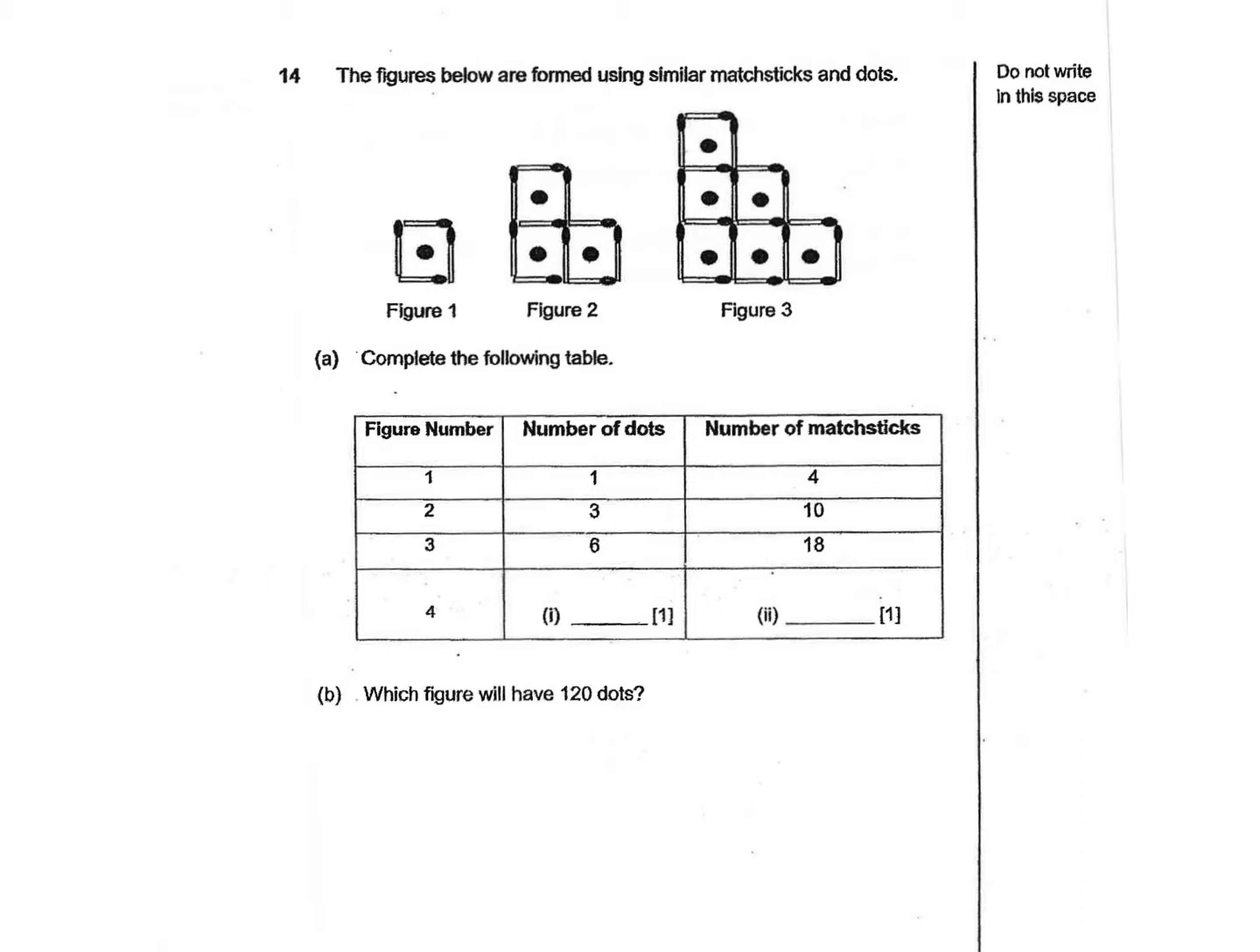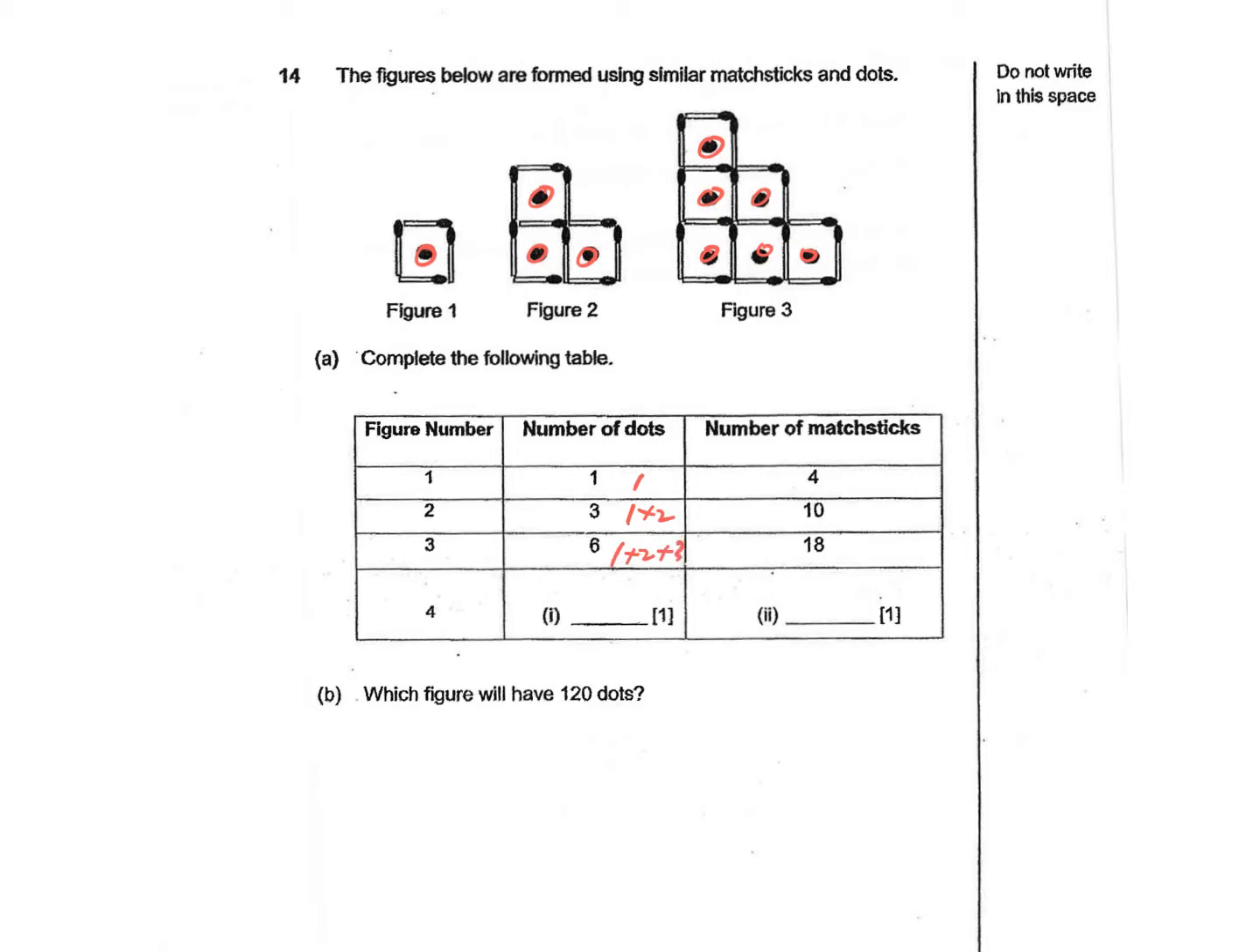Okay, so let's first take a look at the dots. You can see for figure 1, the number of dots is actually 1. In figure 2, in the first row we have 1 dot, second row we have 2 dots, so it's 1 plus 2. So in total, we have 3 dots. And in figure 3, first row 1 dot, second row 2 dots, third row 3 dots. So that's going to be 1 plus 2 plus 3 equals 6.